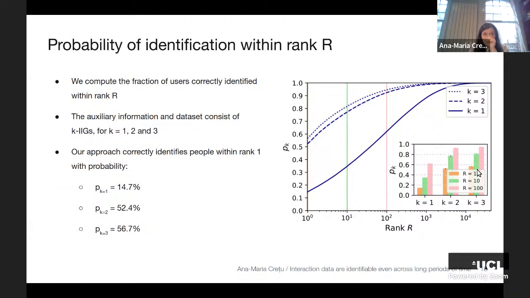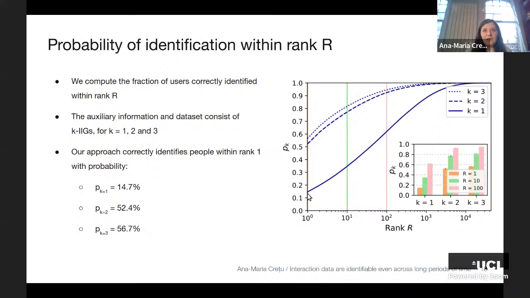The main result of the paper is the fraction of users that can be correctly identified within rank R, so the correct candidate is retrieved within the top R matches using the L2 distance between the embeddings. This probability is very high when using 2 hops, and it is this point here. So P2, P for K equals 2, is more than 50%, which means that more than 50% of more than 40,000 people can be uniquely identified within rank 1.